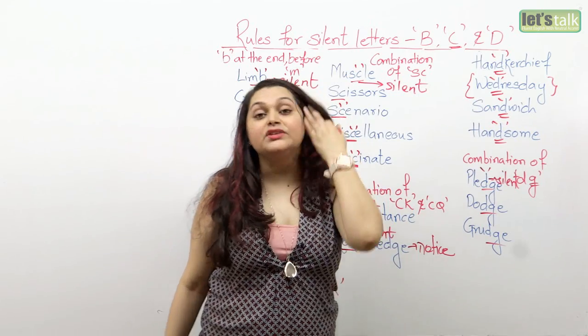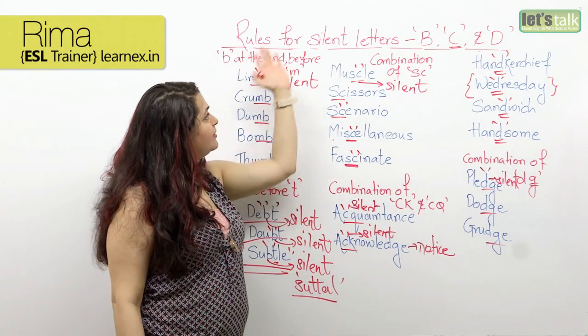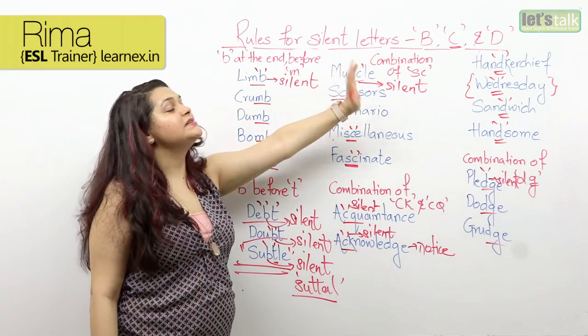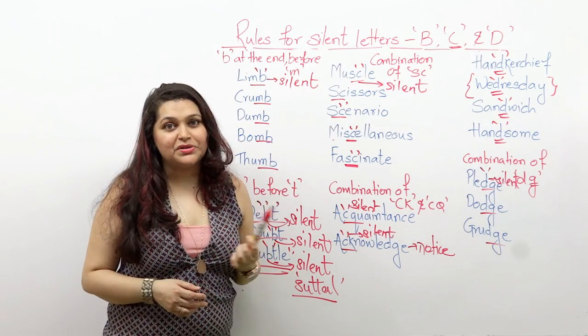Well, I really hope that you've actually understood and enjoyed learning these rules when letters B, C and D are silent in certain words. Make sure you keep practicing these words and their pronunciations.